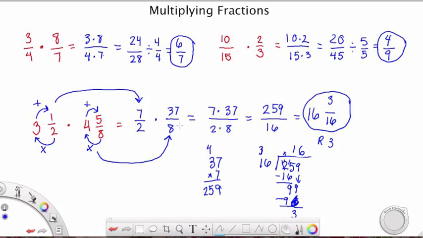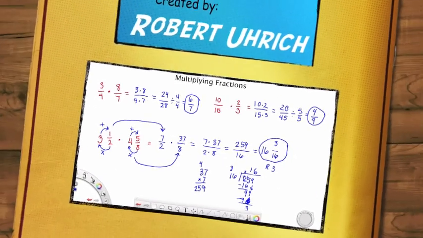So still pretty simple. When we get into mixed numbers, it's not quite as fun as just multiplying straight fractions through, but we can handle it. We just need to take the mixed number and change it to an improper fraction, like right here, and then multiply straight through. And if we're left with an improper fraction as our answer, we have to change it back to a mixed number.